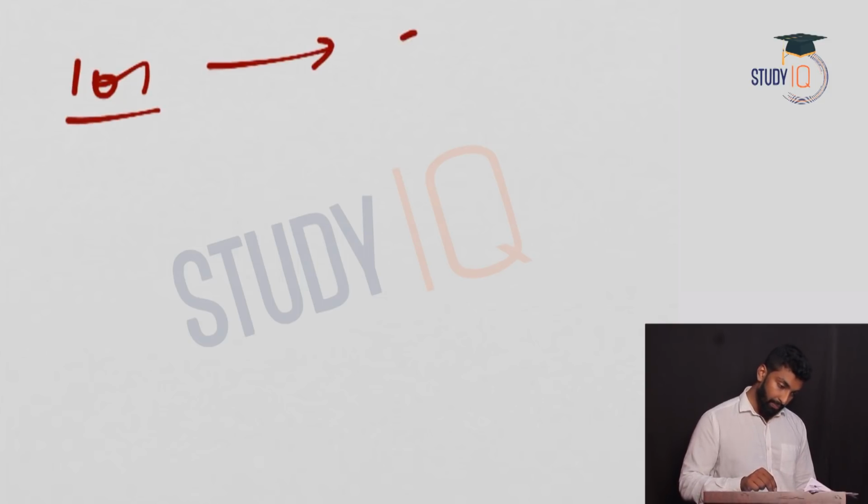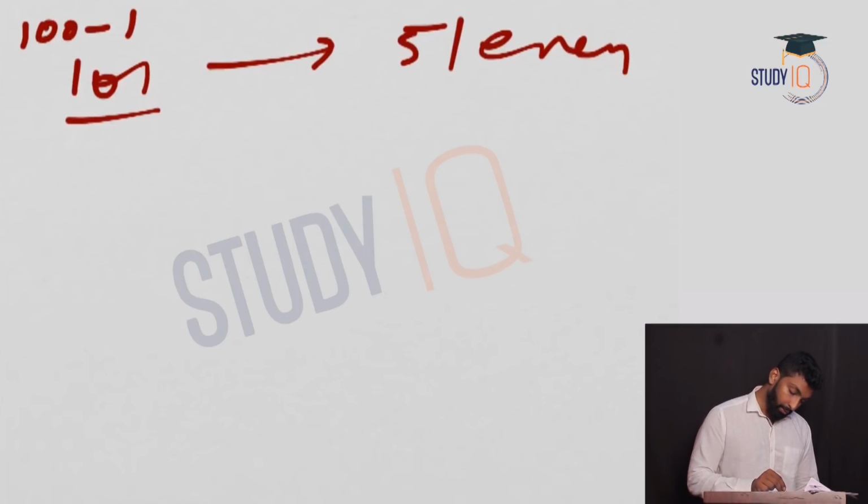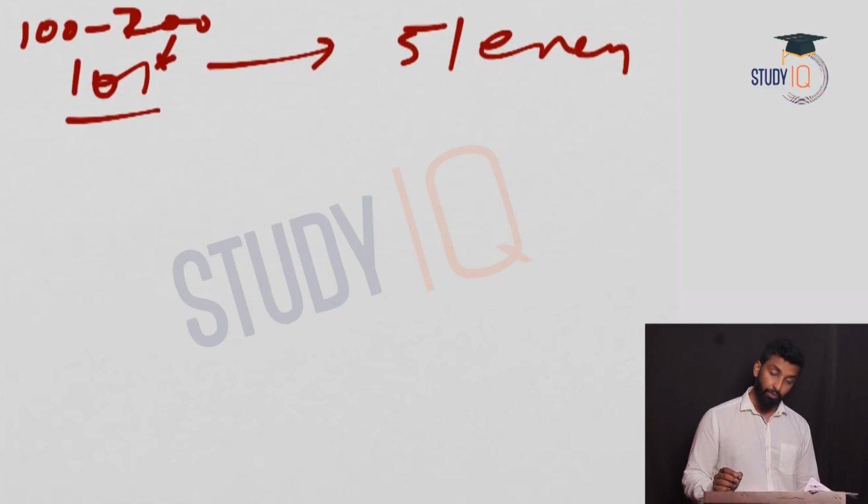So what is the question here? How many even numbers are there which are not divisible by 7 or 9? Otherwise it is infinity, so they have given a range, 100 to 200. So basically how many even numbers are there between 100 to 200? How many numbers are there between 100 to 200? 101 numbers are there. Out of that, 51 are even.